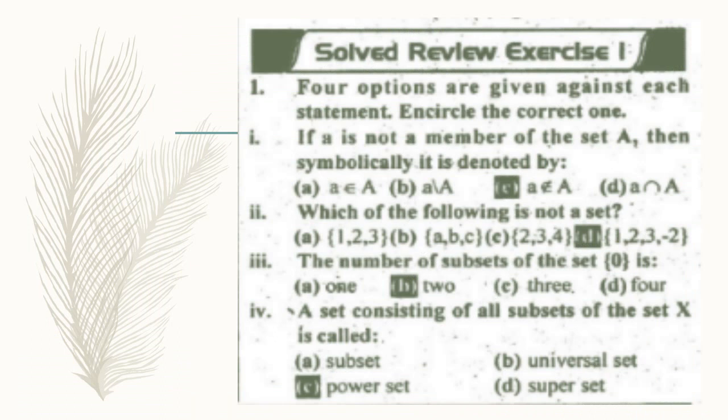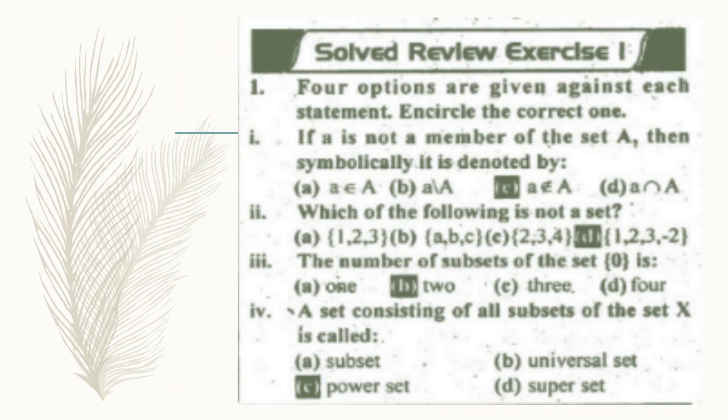Here we have the MCQs. 4 options are given, but the correct one is highlighted. First, if a is not a member of set A, then symbolically it is denoted by a not belongs to A. Small a not belongs to capital A. Basically, small a is its member and capital A is a set. Second, which of the following is not a set? We can see options 1, 2, 3; option D is not a set.